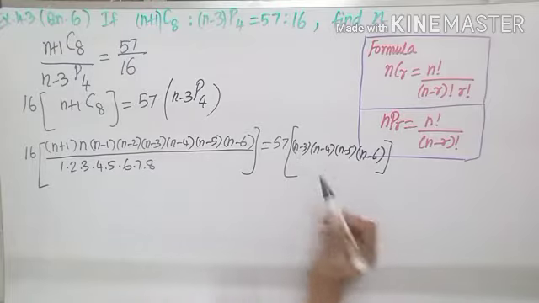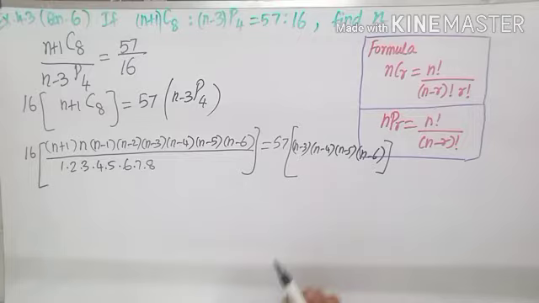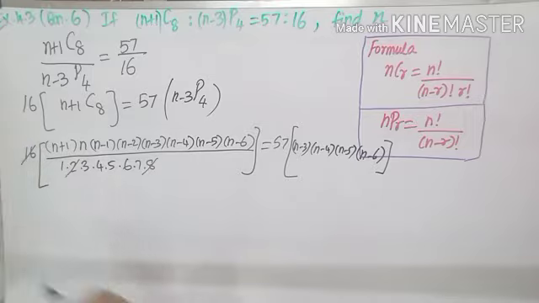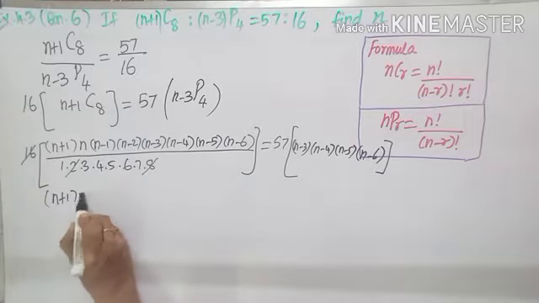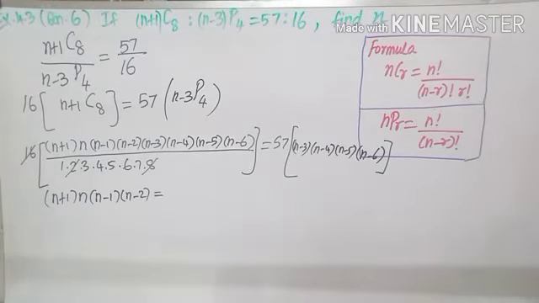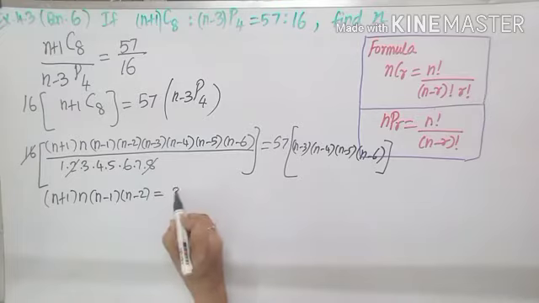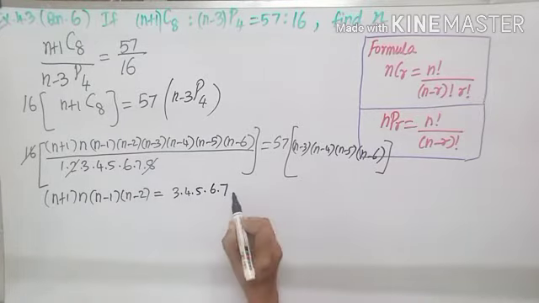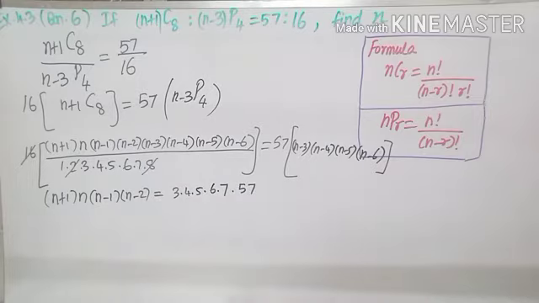On both sides, what all shall I cancel? n minus 3 to n minus 6 I can cancel. So what is left out? 16 I can cancel, since 8 twos are 16. The remaining: (n plus 1), n, (n minus 1), (n minus 2) on the left, and on the right 3 into 4 into 5 into 6 into 7 into 57.